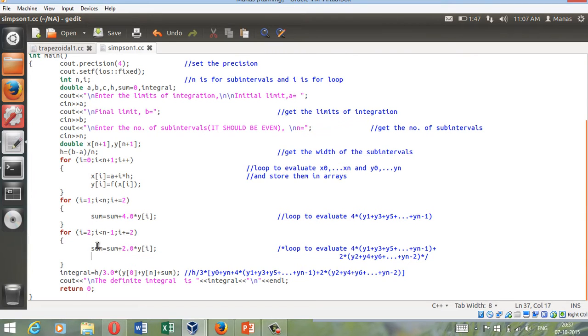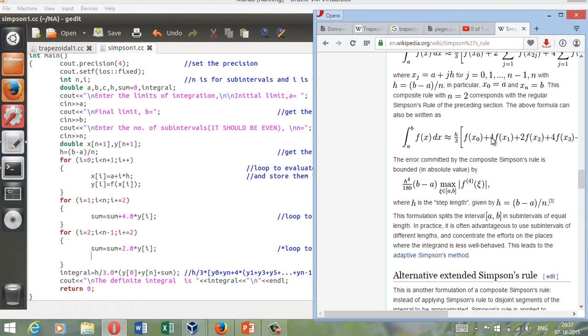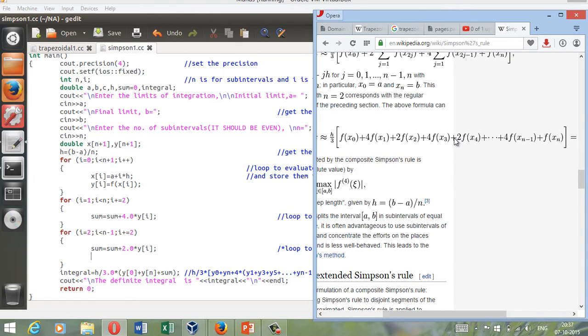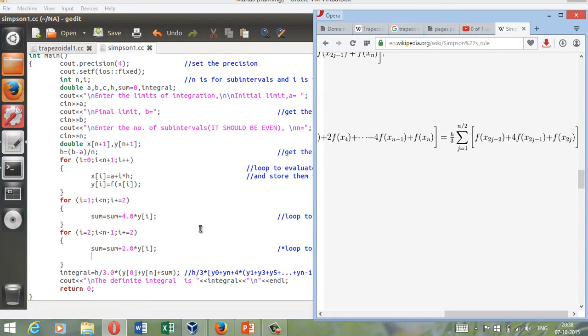So since the variable is the same, after running these two loops, what I will have with me is 4 times f of x1 plus 2 times f of x2 plus 4 times f of x3 plus 2 times f of x4, and so on, up to 4 times f of xn minus 1. So I have calculated values from this point up till this point. Now all I need to do is calculate this final value, which is pretty easy, as I do right here. h by 3 multiplied by f of x0 plus f of xn, plus the sum that I have already calculated. And voila, you will have your integral right here.